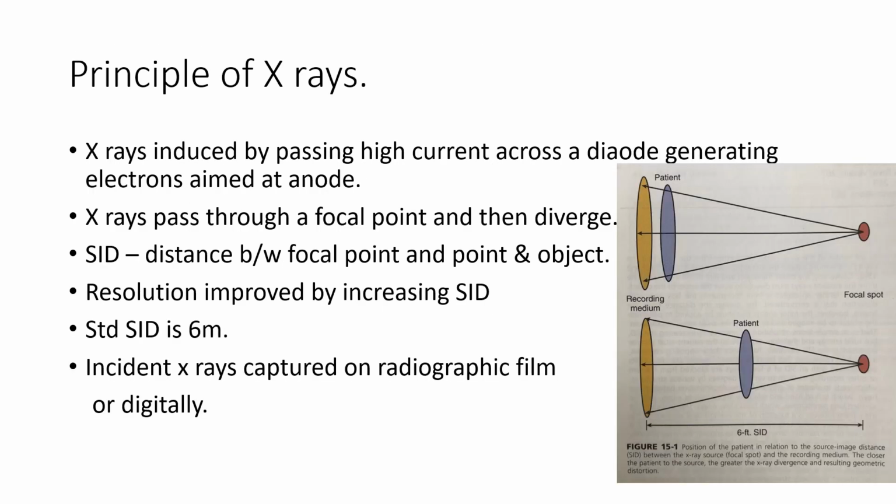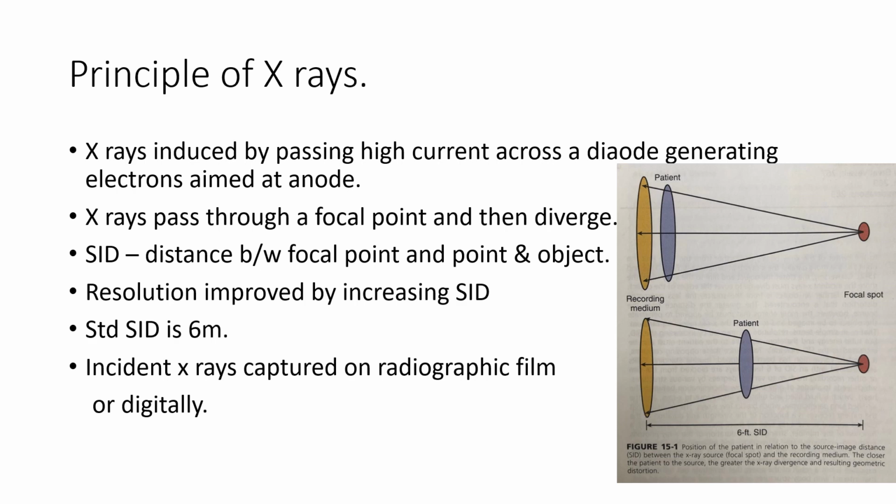Principles of X-rays. X-rays are generated by passing a high current across a diode which generates electrons which are targeted against an anode. These X-rays are then projected onto an object behind which there is a radiographic film. So the X-rays pass through a focal point and then they diverge. SID is the distance between the focal spot and the recording medium. The resolution is improved by increasing the SID.